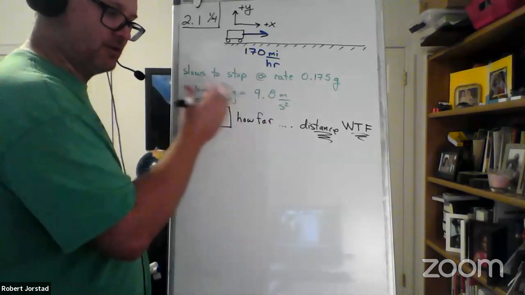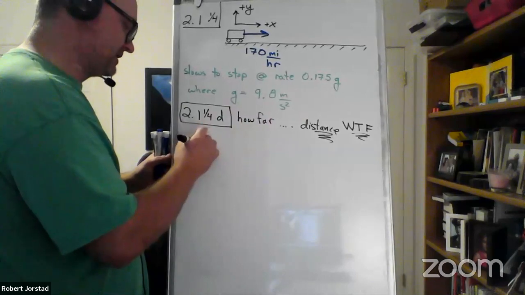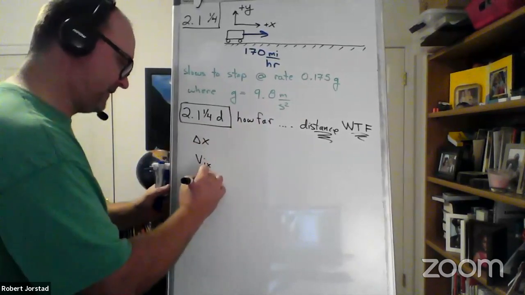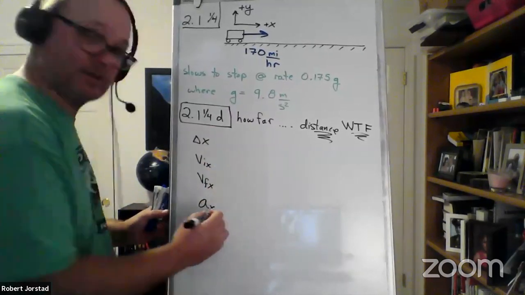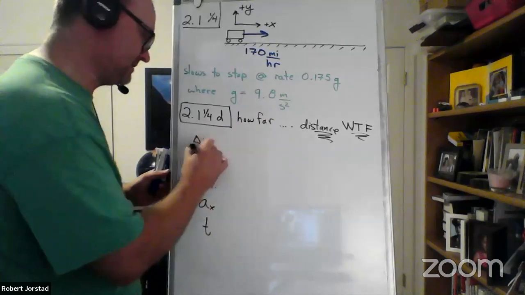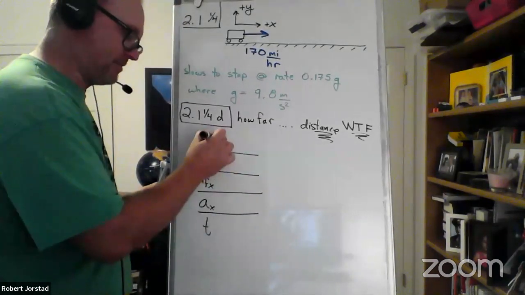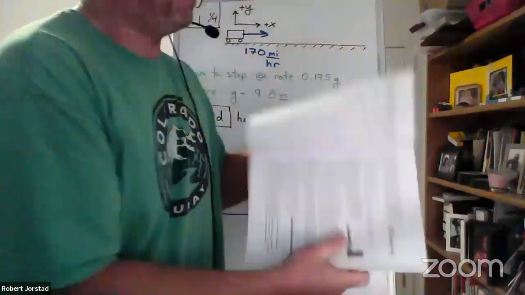We read, we drew, we labeled. I'm going to identify my list of unknowns. So there's delta x, the initial x, the final x, acceleration in the x, and t. And I'm going to check if that's still on the board. It is. You might be saying, whoa, dude, where did you get that list? How did you know to write that stuff down? I'll show you. This is a problem with an object moving in one dimension.